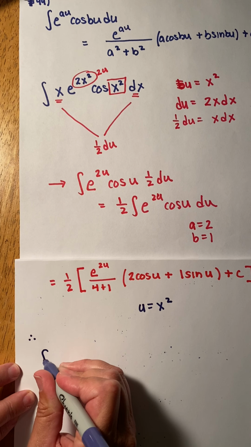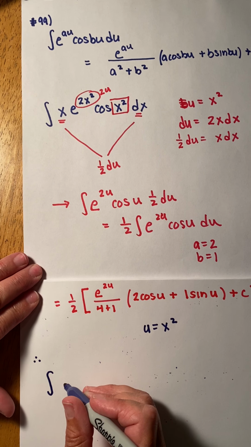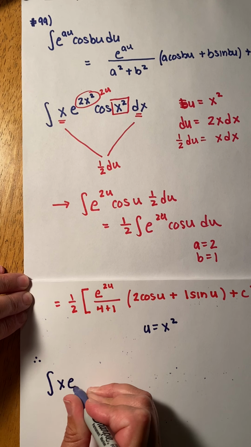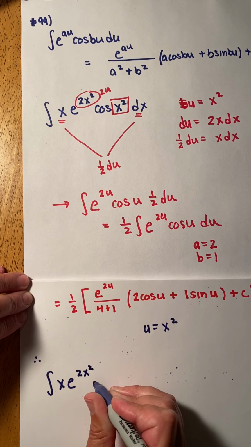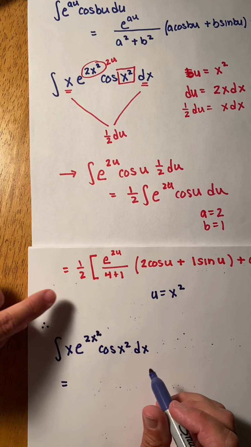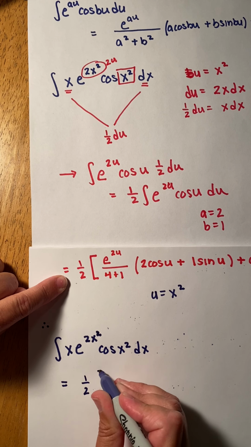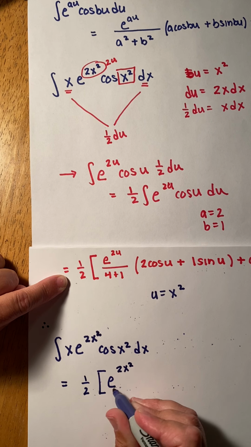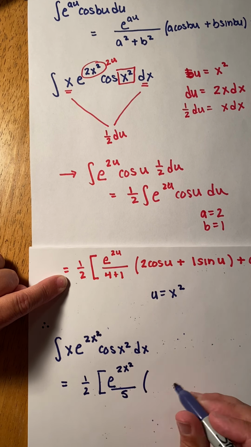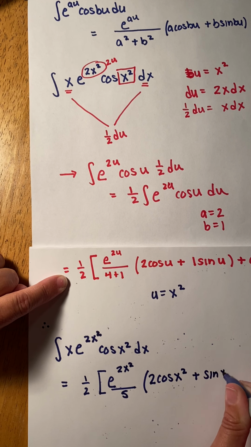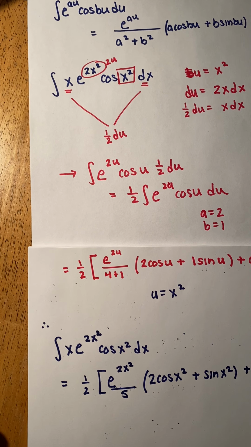So therefore, our problem, x e to the 2x squared cosine of x squared dx, is equal to 1/2 times e to the 2u, which is 2x squared, all over 5, times 2 cosine x squared plus the sine of x squared, plus c. Now let's get rid of that 1/2.